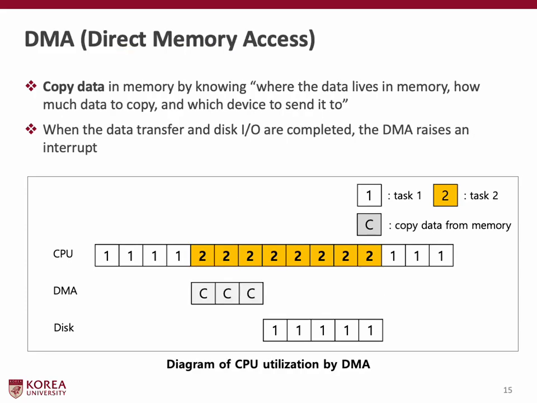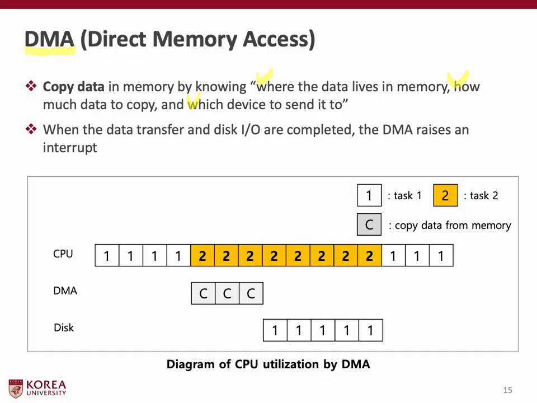To solve the problem of CPU overhead in programmed I/O, we can use DMA, which stands for Direct Memory Access. DMA is like a special hardware controller that takes care of copying data between memory and the I/O device. To perform a data transfer, the operating system just informs the DMA controller where the data lives in memory, how much data to copy, and which device to send it to. After that, the CPU can execute another task during this data transfer.